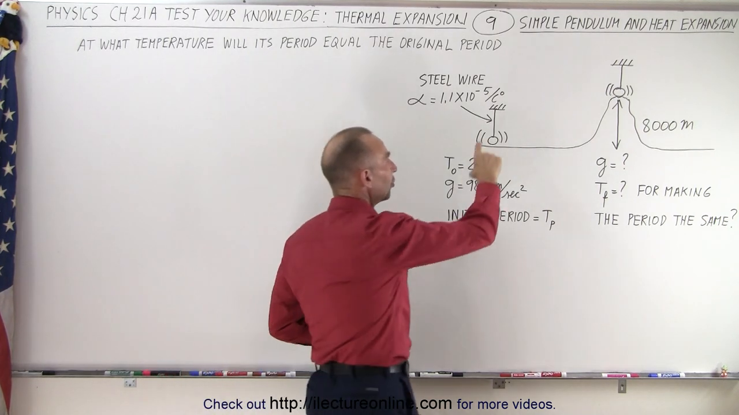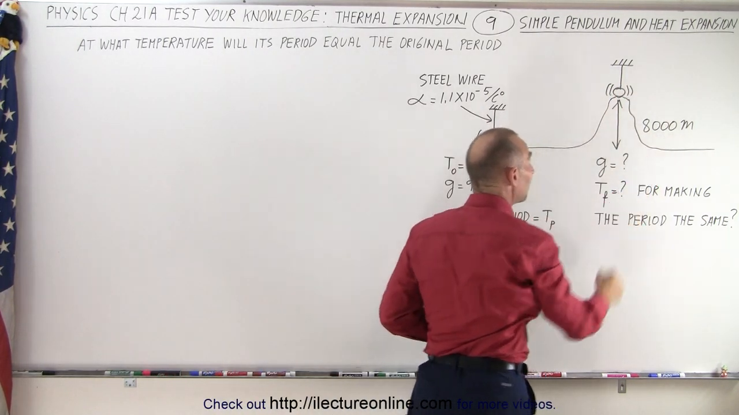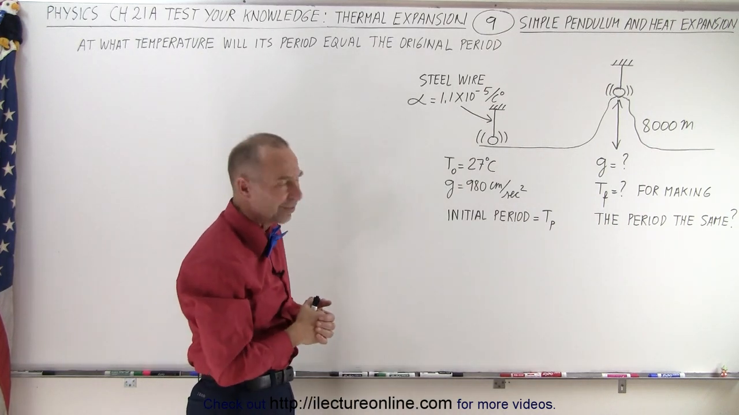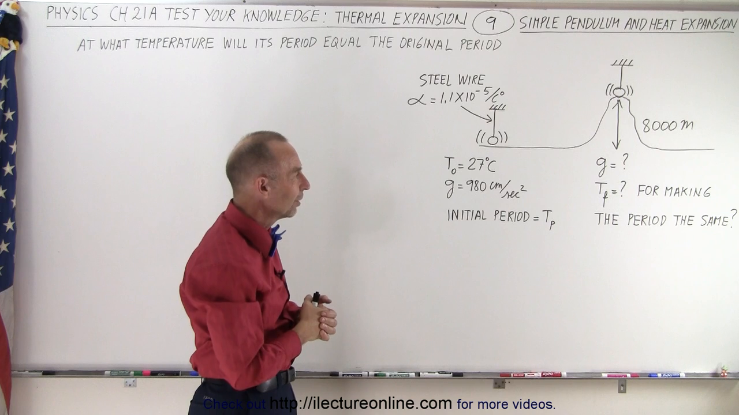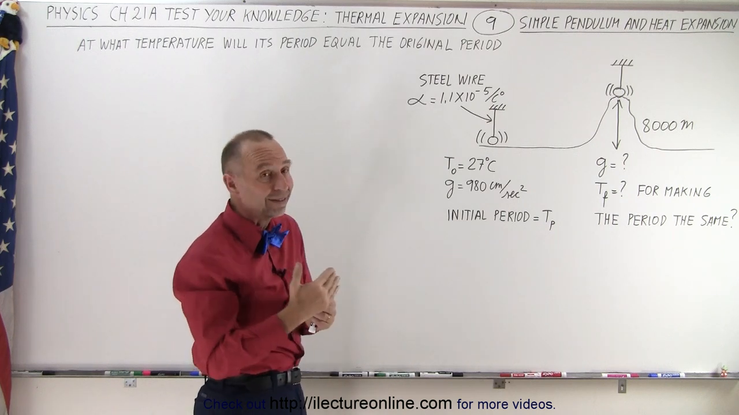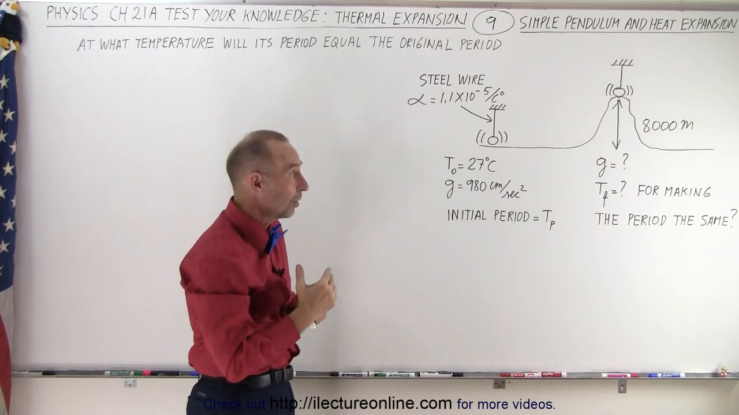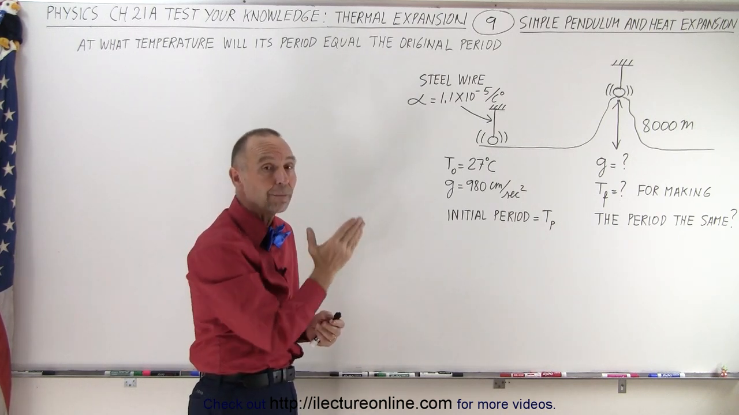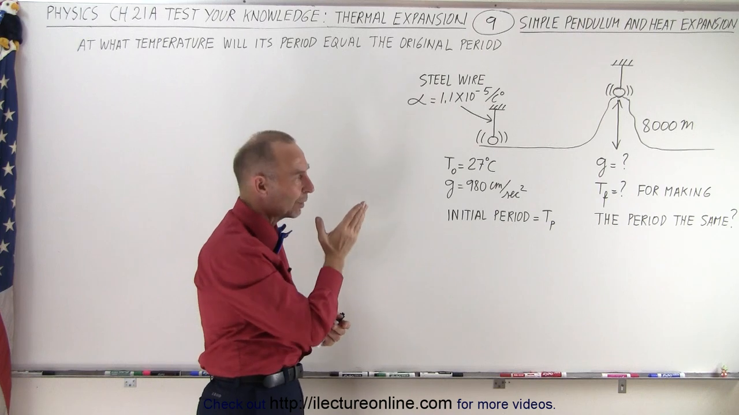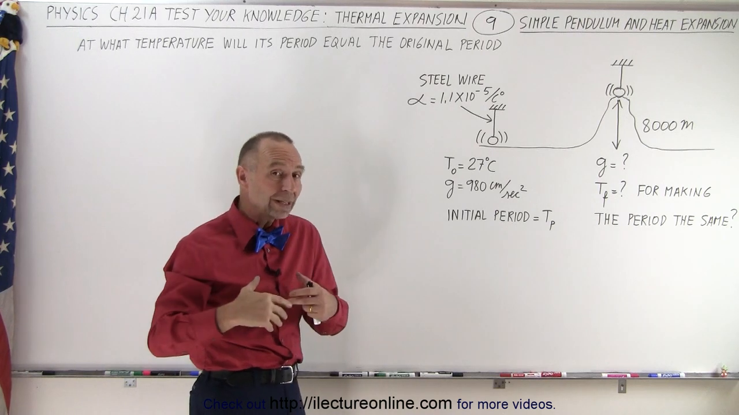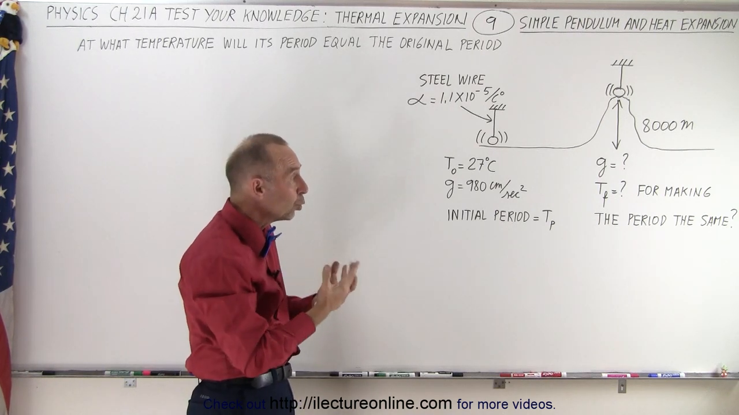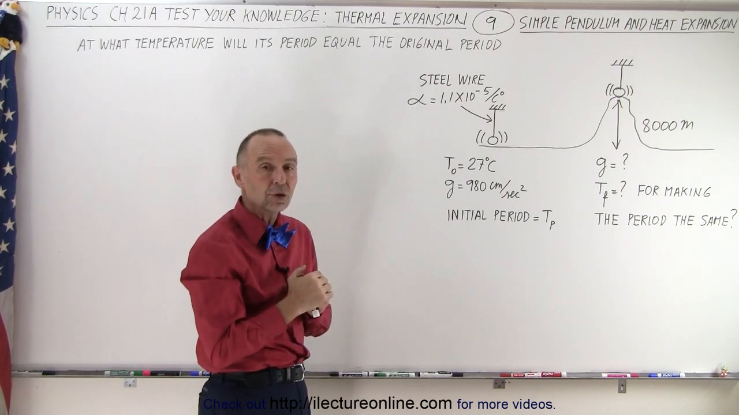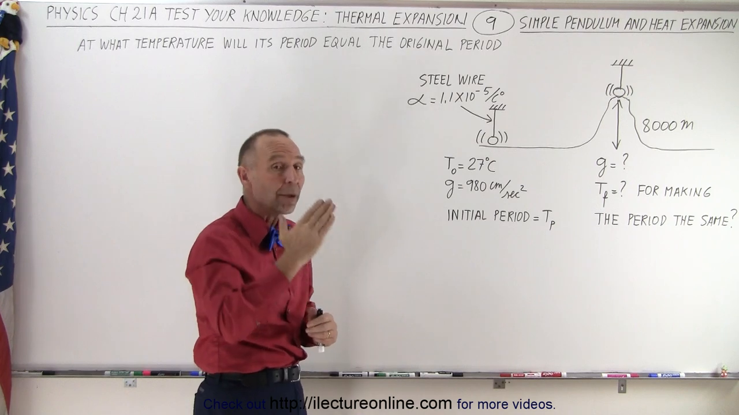Then we take that pendulum up to the top of a very tall mountain, a mountain with an elevation of 8,000 meters. It's got to be somewhere in the Himalayas. At that point, we realize, since we're farther away from the center of the Earth, the acceleration of gravity will be less, and so therefore the period will have lengthened. There'll be a longer period. So the only way to compensate for that is to cool the pendulum down so that the length of the pendulum will shorten, and that will then speed the pendulum up again.